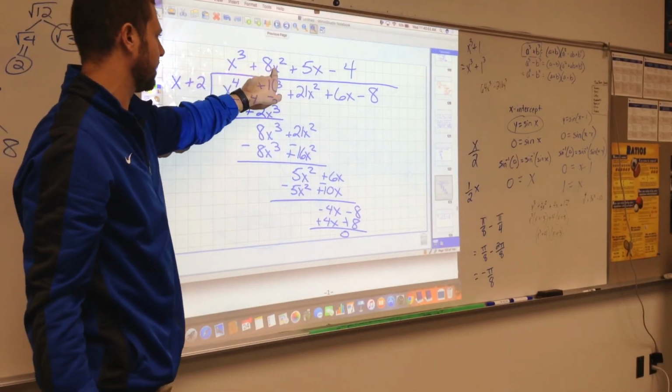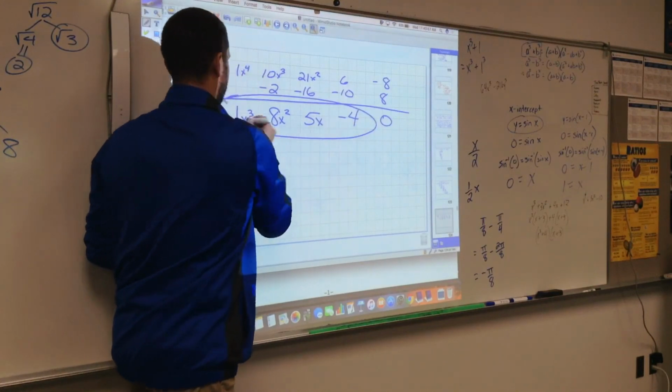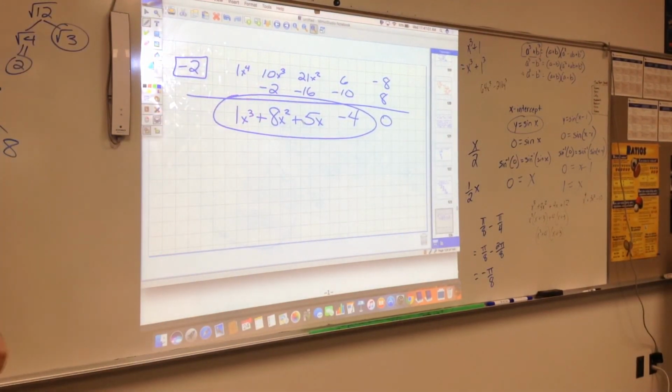1x to the 3rd plus 8x squared plus 5x minus 4. So that is how you would get your answer. That's synthetic division. It's a lot faster than long division.